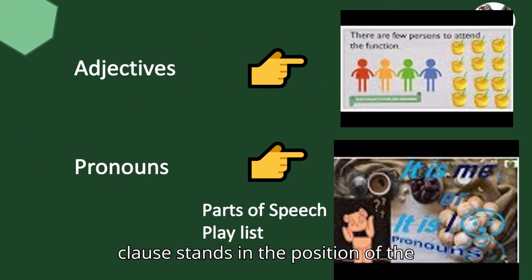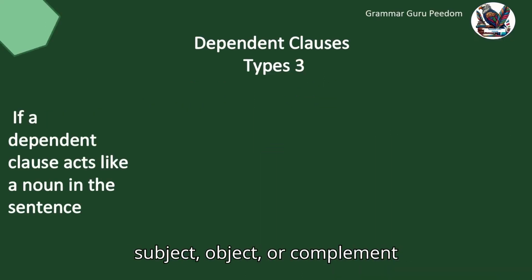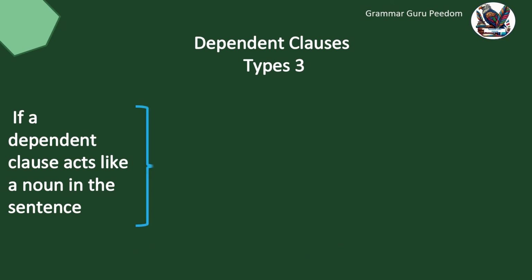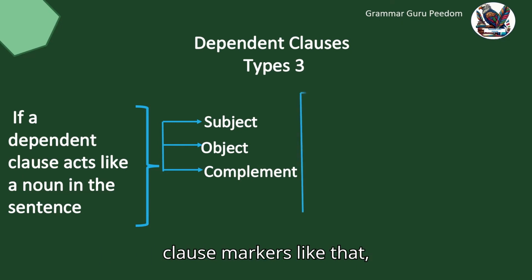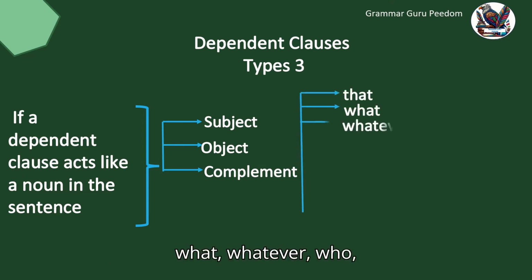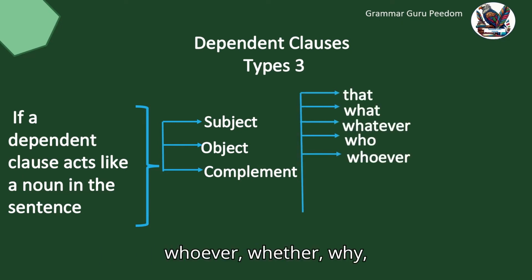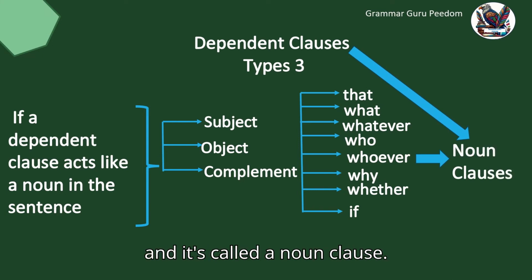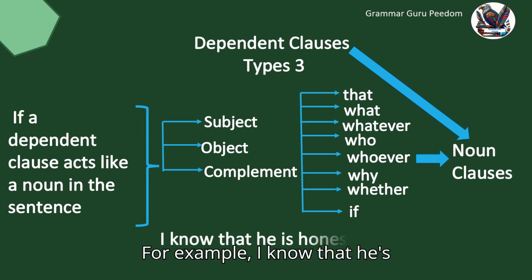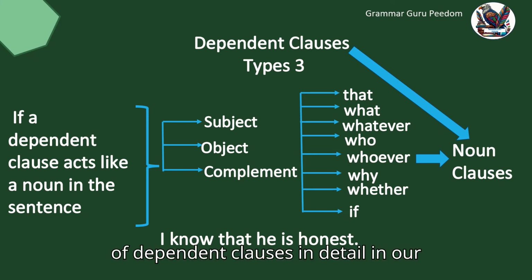A dependent clause that stands in the position of the subject, object, or complement and is introduced by the subordinating clause markers like that, what, whatever, who, whoever, whether, why, if, functions as a noun and it's called a noun clause. For example, I know that he's honest. We'll cover the types of dependent clauses in detail in our coming videos.